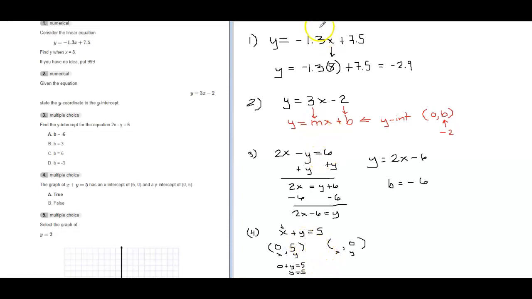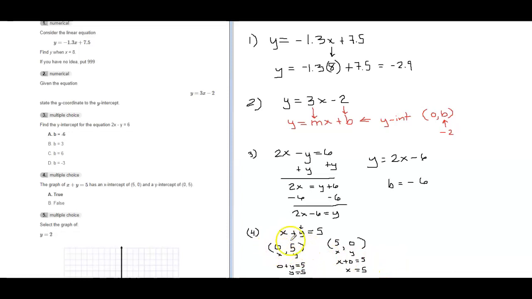Using the same strategy, I'm going to find the missing number in the second parenthesis. I'm missing the x, but I know the y. So I'm going to take this y of 0 and plug it in for the y here. So now you're going to have x plus 0 equal 5. But what is x plus 0? That's the same thing as x equal 5. And there you go. Okay, so we found the intercepts.